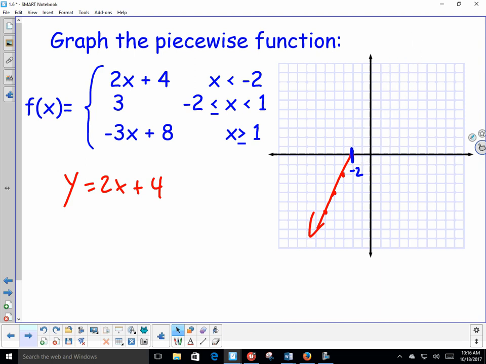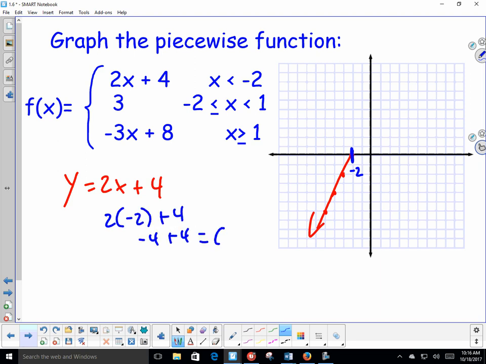Wait a minute, isn't it x greater than? Oh, yeah, sorry, I was looking at the other one, right? So at the ordered pair, when I plug in -2, I would get f of -2. If I plug in -2 here, I get 2 times -2 plus 4. Does that give me 0?